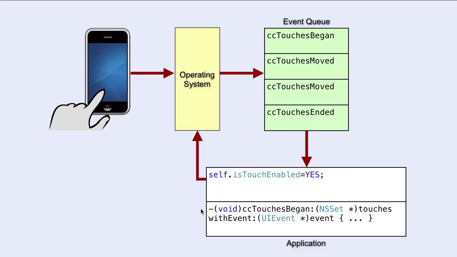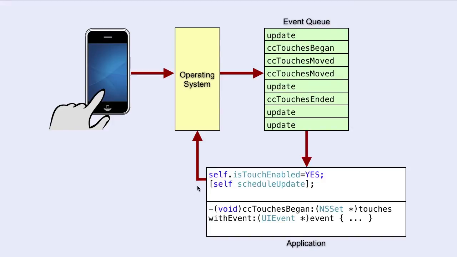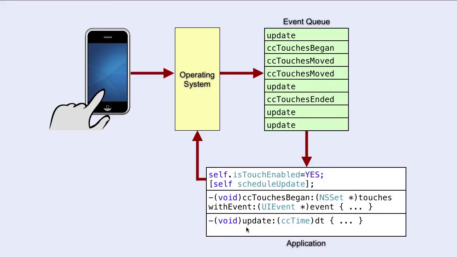Now suppose that your application wants to receive some kind of tick messages 60 times per second. It can tell that to the operating system with this line. This will make a timer fire 60 times per second, and the operating system will pump update messages 60 times per second to your application. To trap those messages, you have to implement the update method.